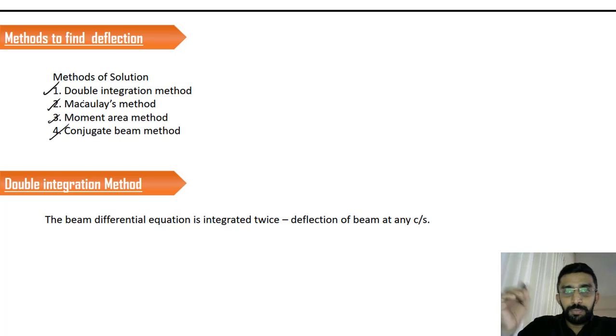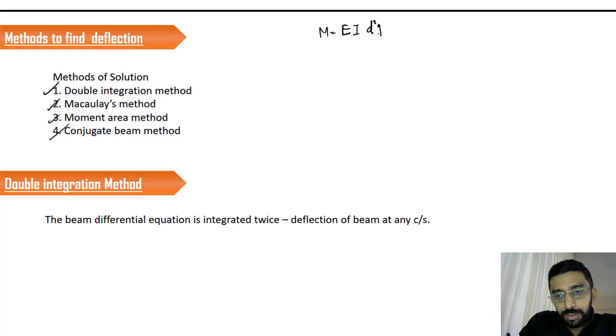Okay. So before moving into the derivation for the double integration method, let us revise the equation. M is equal to EI into d square y by dx square. Right?